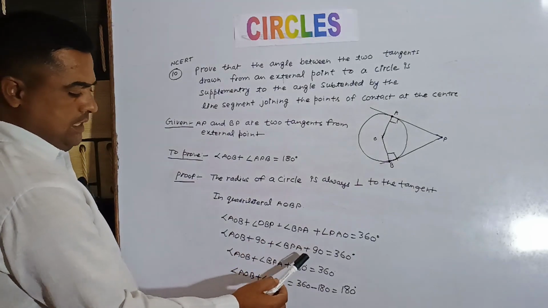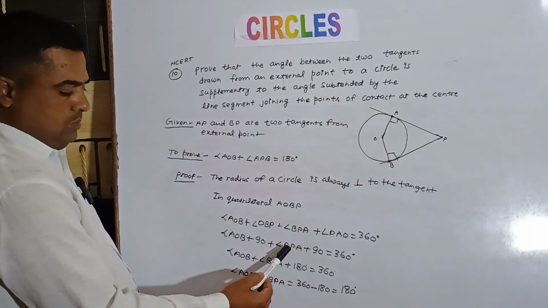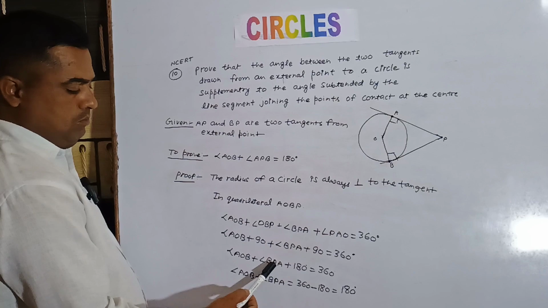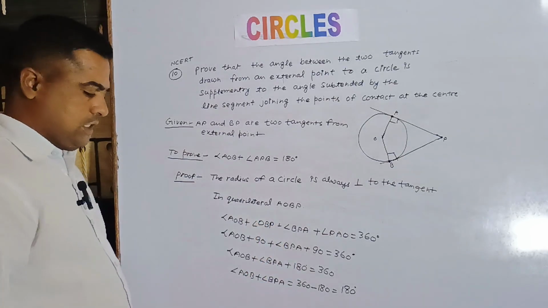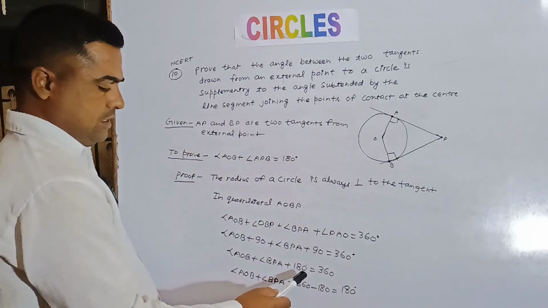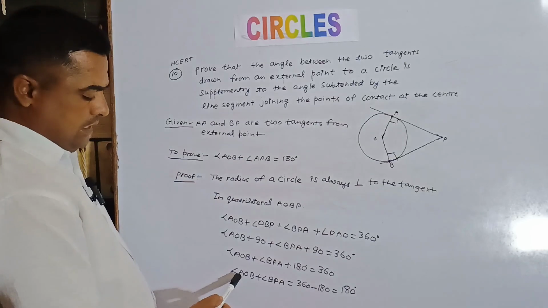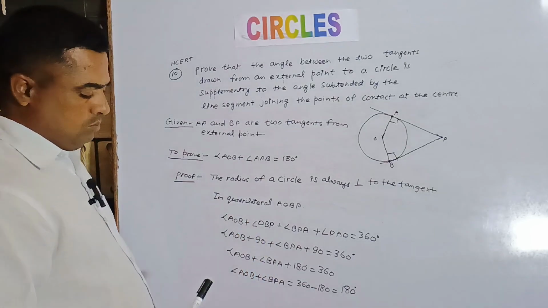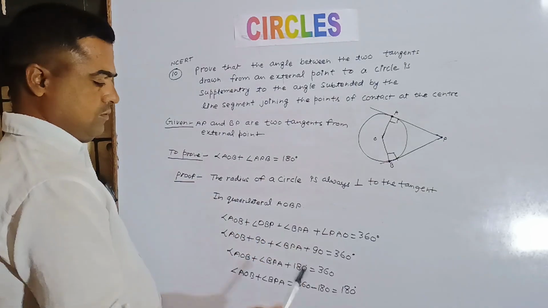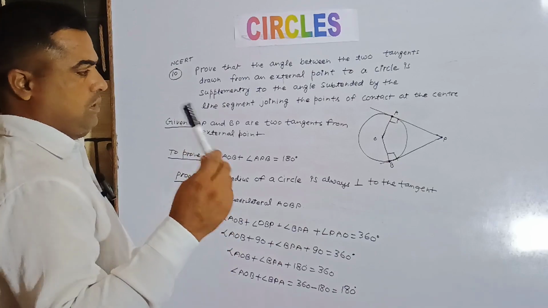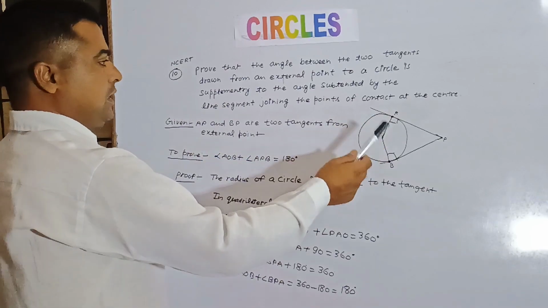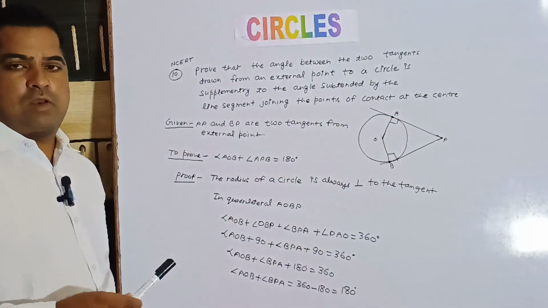Now 90 plus 90 is 180, so angle AOB plus angle BPA plus 180 is equal to 360. 180 we will transpose to the right hand side, so we will get here angle AOB plus angle BPA equals 360 minus 180, so this will be 180 degrees, meaning the sum of AOB and APB will be 180 degrees.